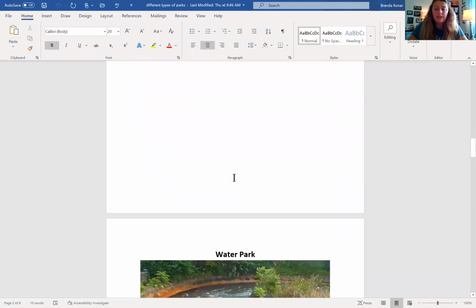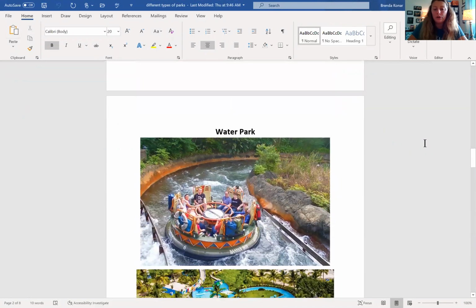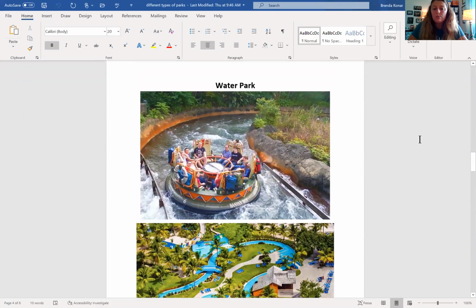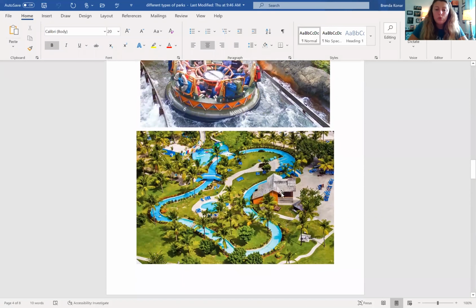Another kind of park that we kind of talked about is a water park. So a water park is like an amusement park, but it's just water rides. So we have water rapids here. You go down the river and you get wet from the splashes. Or you can ride the lazy river.